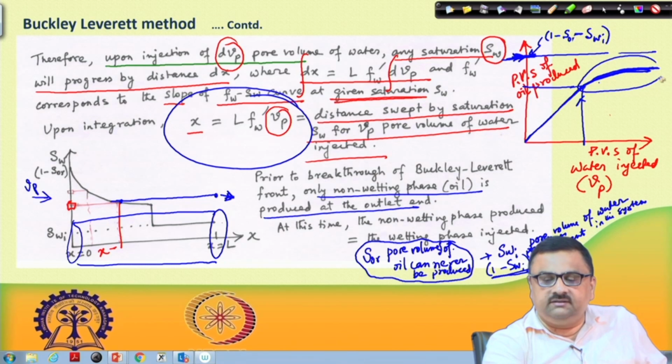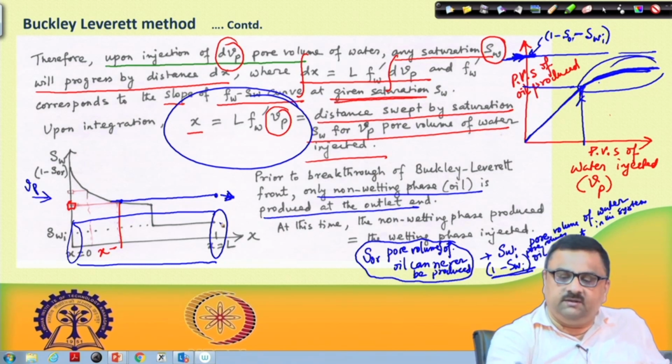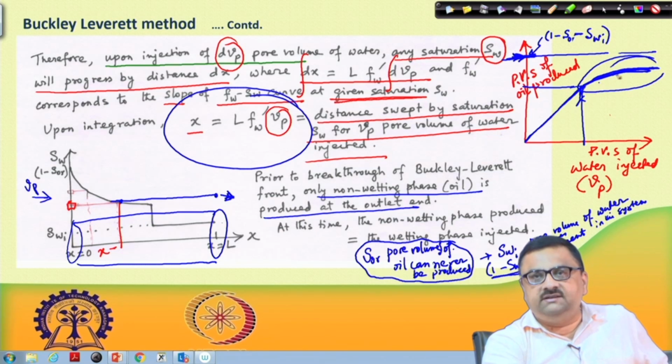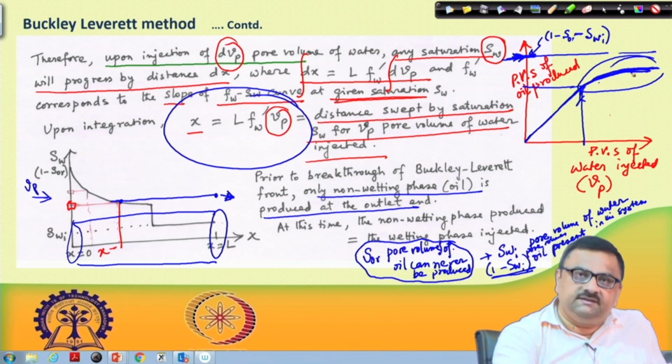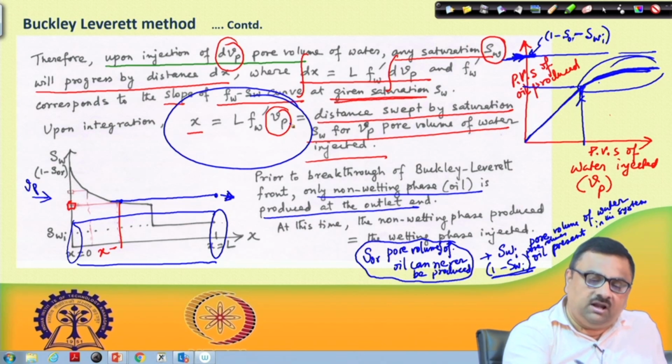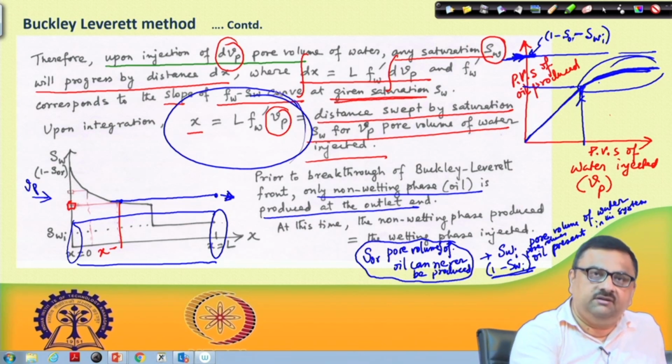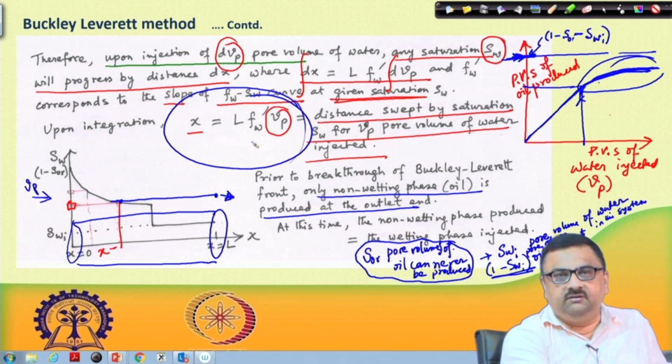So, at what point this breakthrough takes place, and beyond the breakthrough how this curve changes, needs to be understood. This is something we will head to, and this is the equation which is going to be a key equation. You need to remember this: x equals L f_w' V_p.